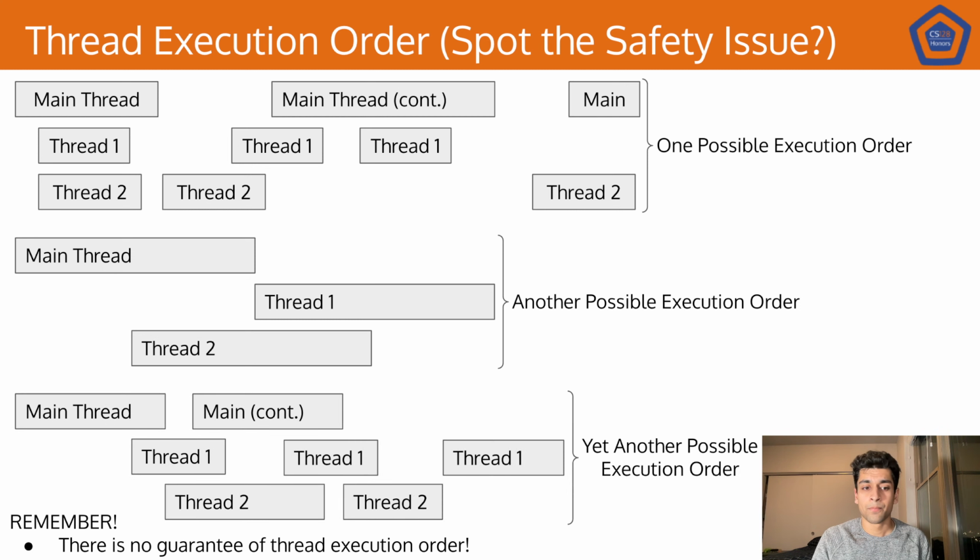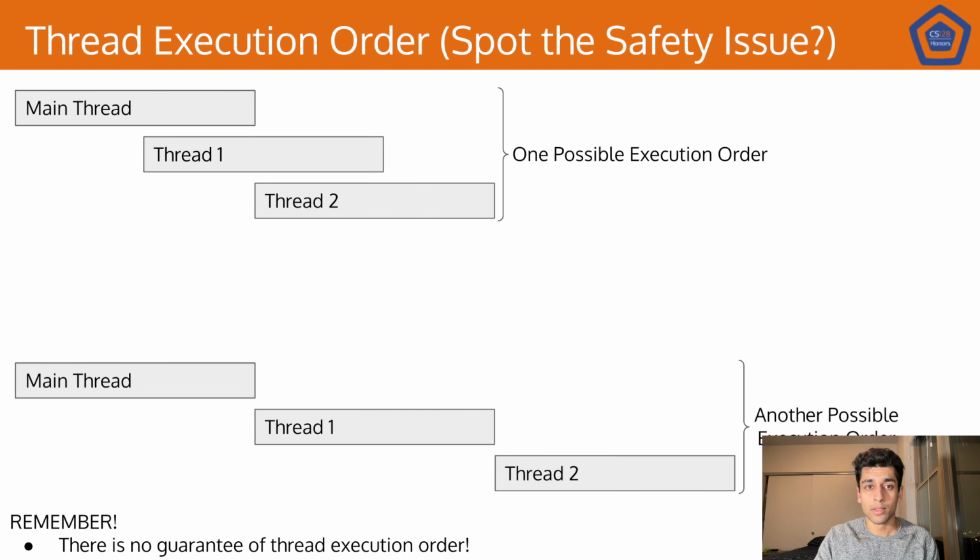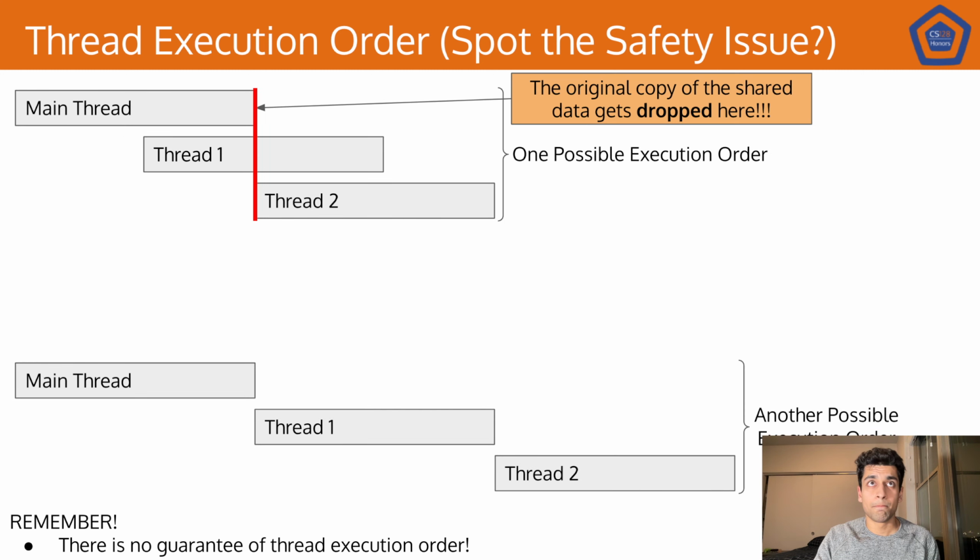Same thing. So the big takeaway from this is there's no guarantee of thread execution order, which means there's no guarantee as to how long our reference lives. So let's say we create some data in the main thread, and then the original copy gets dropped at the end of its scope.